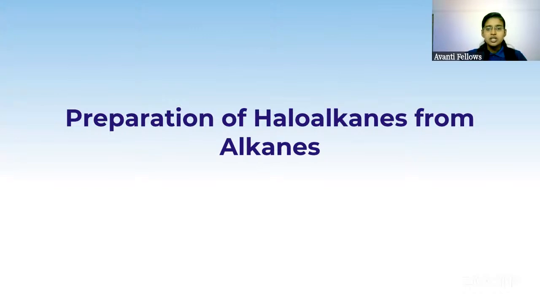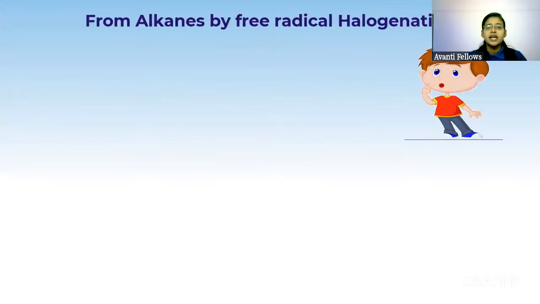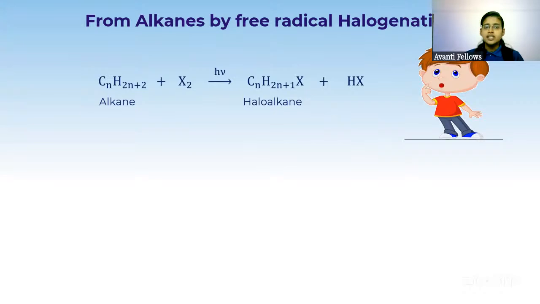All right. So now the first method from alkane is by free radical halogenation. So how do we get a haloalkane from the alkanes? Using this free radical halogenation. So let me show you the general reaction first. As you all know that the general formula for an alkane is CnH2n plus 2.